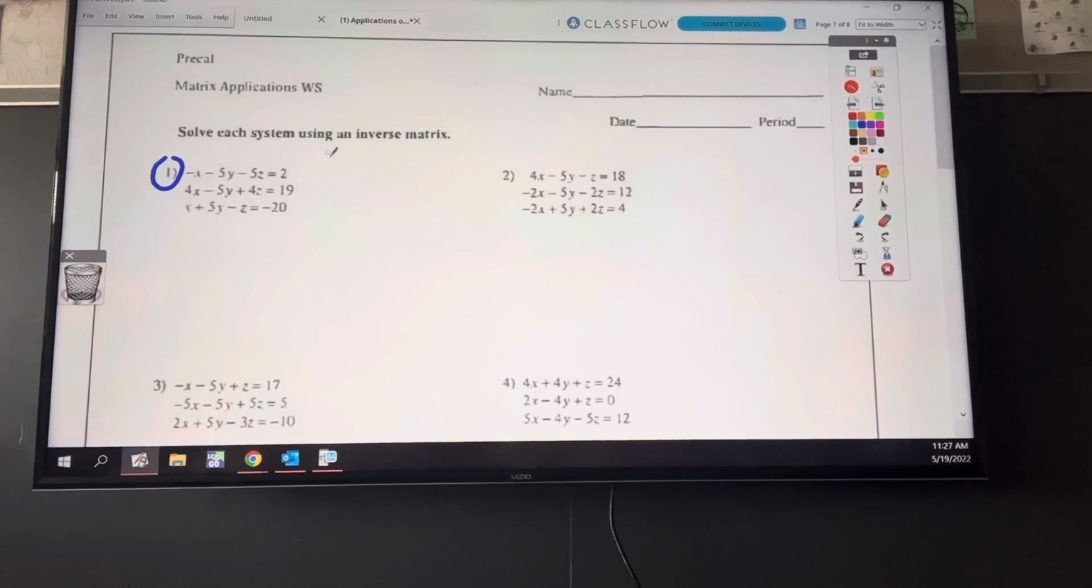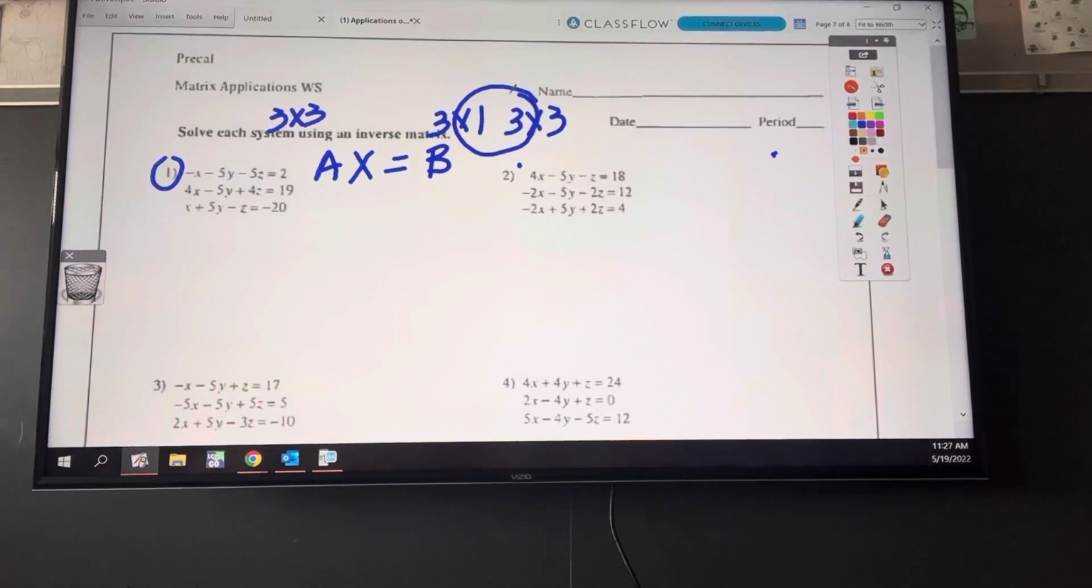Matrix A times the variables equals matrix B. A is a 3 by 3. And B is a 3 by 1. So when we multiply the inverse of A by B, we can't put it on this side because that would be a 3 by 3 and we wouldn't be able to multiply our matrices in that order.